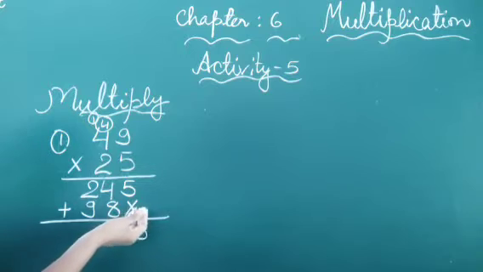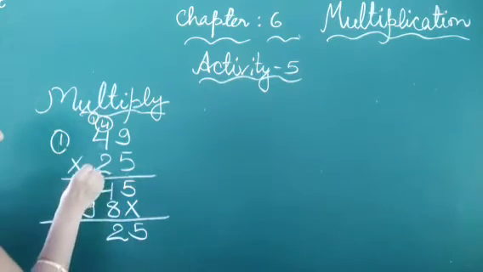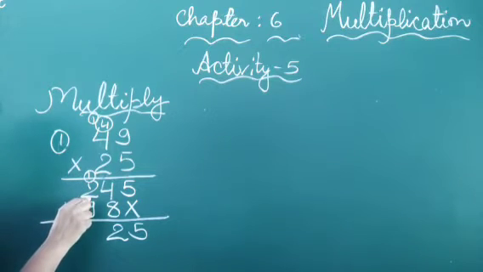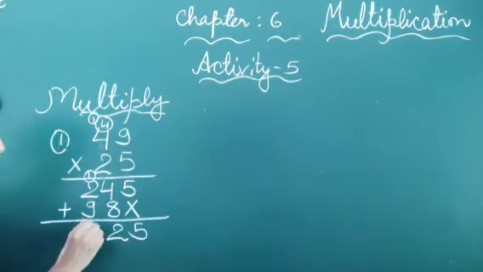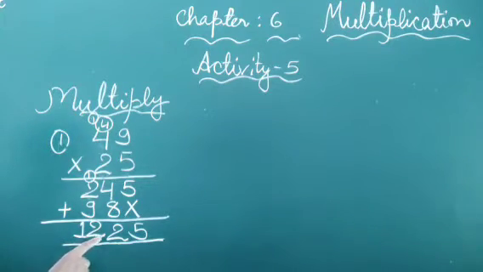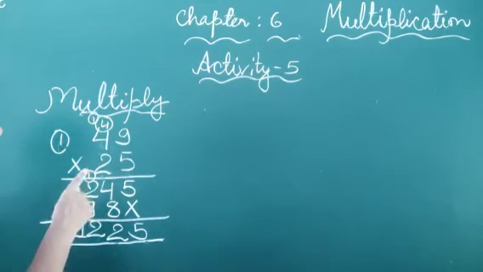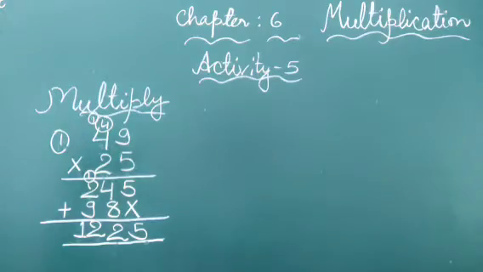Here 0, it means 5 plus 0 is 5. Then 4 plus 8 gives 12 and put 1 carry over here. Then 9 plus 2, 11 plus 1, that is 12. So our answer is 1225. Now the method is this, how we multiply the 2-digit number by 2-digit number.